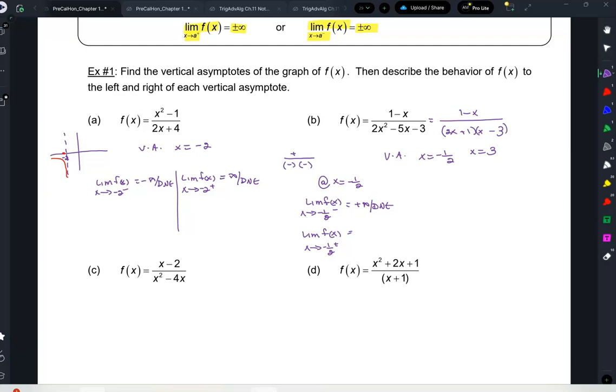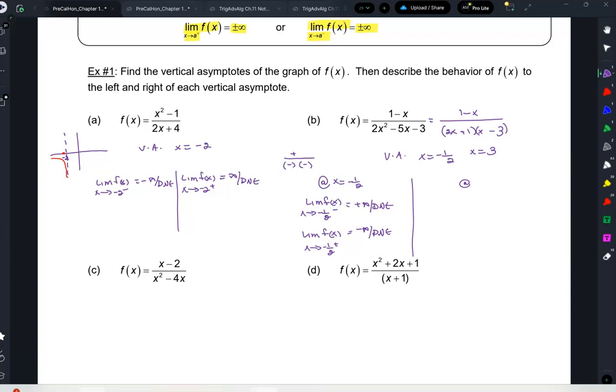All right, so go ahead and do the same thing for the other one. X equals negative 3, positive 3. Wait, so this one is negative infinity. Both positive and negative are positive infinity? Huh? This one was positive, this one was negative, because it's a multiplicity of 1.